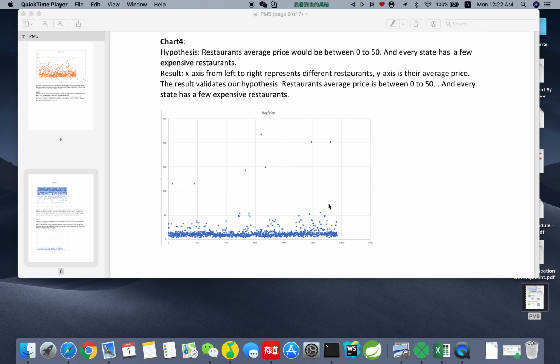We can see from the chart that the result validates our hypothesis. Restaurants' average price is between 0 and 50. For most restaurants, the average prices sit here, and every state has a few expensive restaurants. Those isolated points represent expensive restaurants.